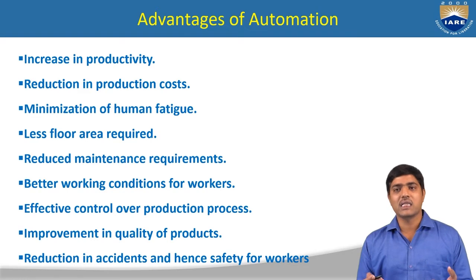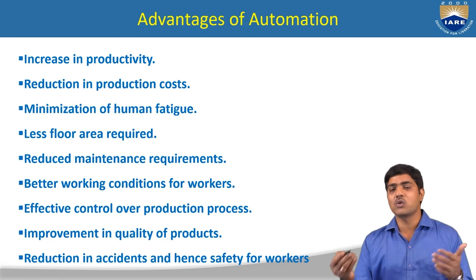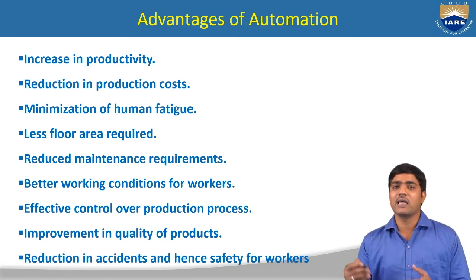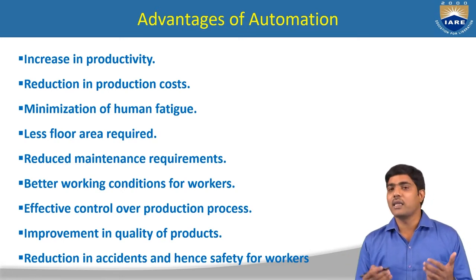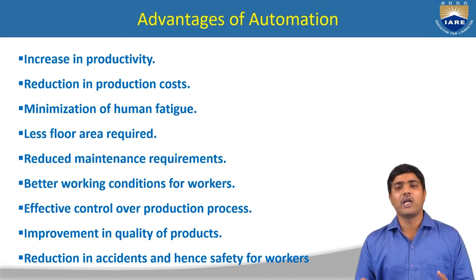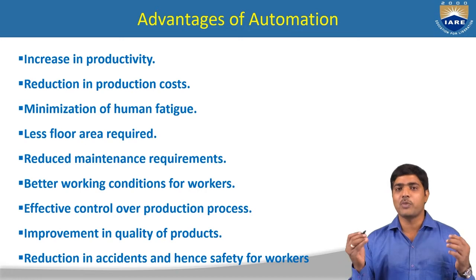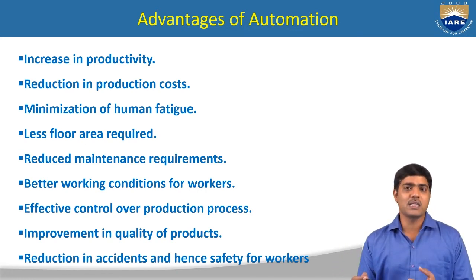So reduction in accidents, and hence safety for workers. Most of the time, if you want to measure the temperature in a boiler manually, one person has to go to that particular process, take some sensors, and measure those variables. But if it is automated, you are going to locate the sensors at various parts of the industry, and then you get the data automatically into the system.